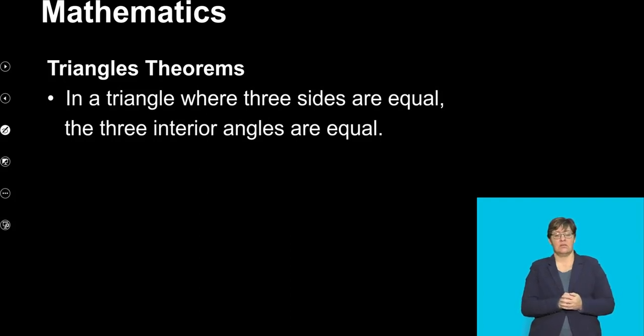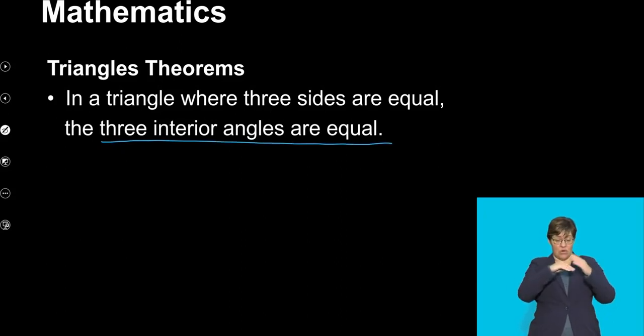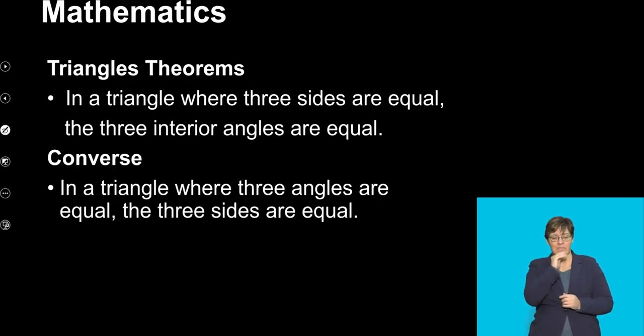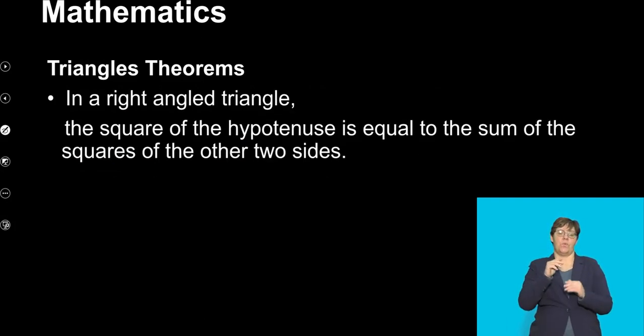Another theorem that we can talk about will be for an equilateral triangle, which says in a triangle where three sides are equal, the three interior angles are also equal to each other. Now, I'm sure you are already thinking of the converse, right? That if the three interior angles are equal, then the triangle will have all three sides also equal. So that's what we are going to say. In a triangle where three angles are equal, the three sides will also be equal.